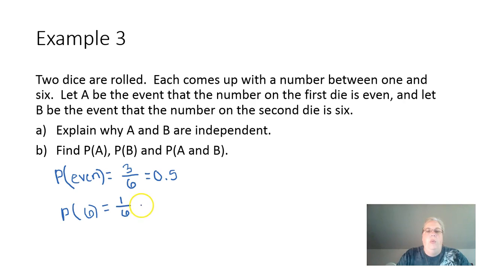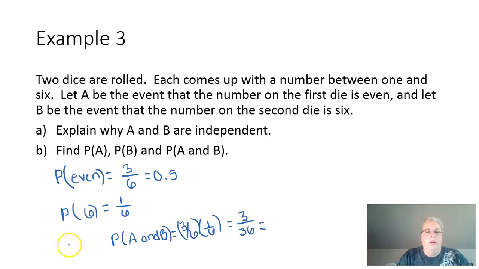Alright, and then when we multiply these two together for the probability of A and B, we're going to have 3 over 6 times 1 over 6. This is 3 over 36. And if we go to the calculator to get the decimal approximation to 3 decimal places, we get 0.083.